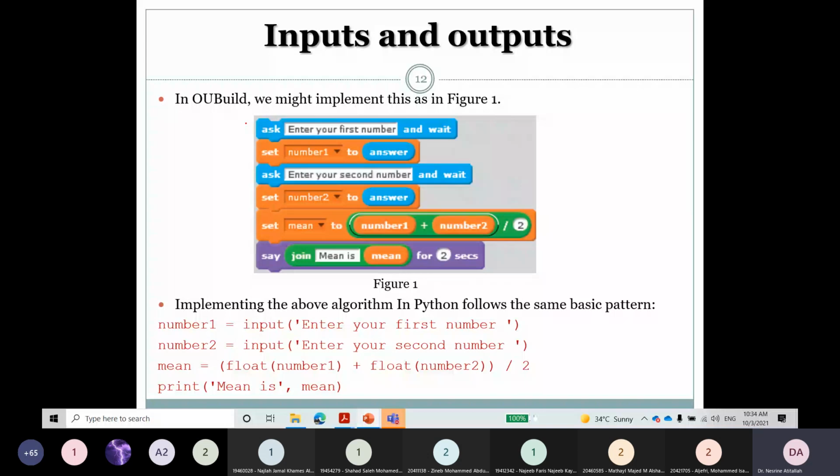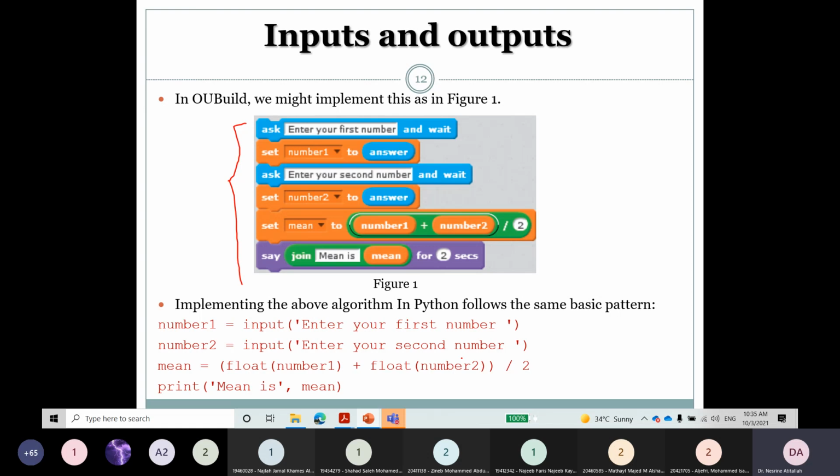Another, we can implement the algorithm in Python. It follows the same basic pattern. The same steps: I will ask you to give me the number 1 in Python, and I will enter your first number. Number 2, enter your second number, and I will calculate the mean and print the mean to the user. So it is the same algorithm with the same steps, but the difference here is the programming language.